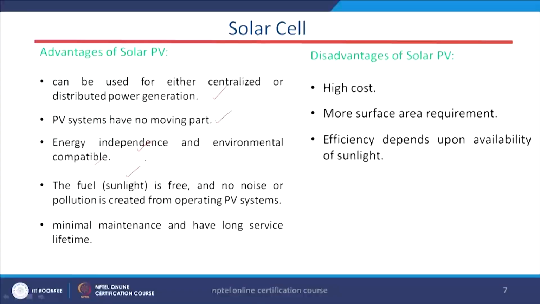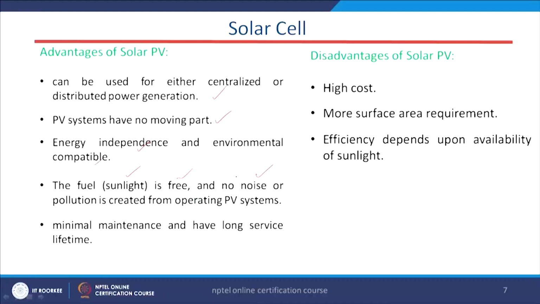And this fuel cell, this fuel is basically the sunlight, which is free. What is the input to the solar cell? The input to the solar cell is the fuel, the output is electrical energy. So, this fuel is basically our sunlight. The sunlight acts as the fuel or input to the solar cell or solar energy system.